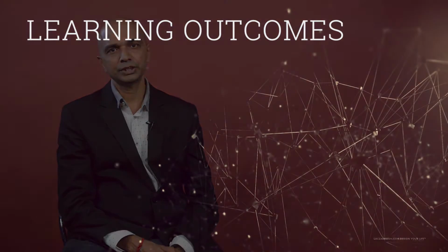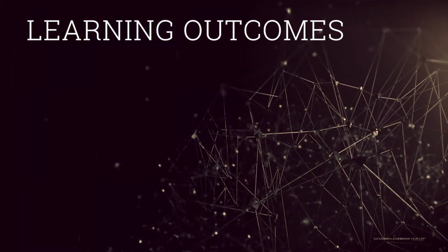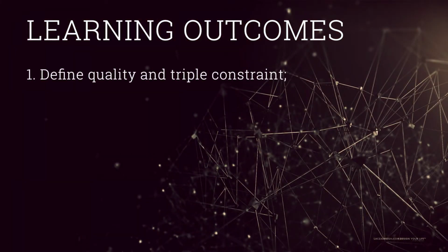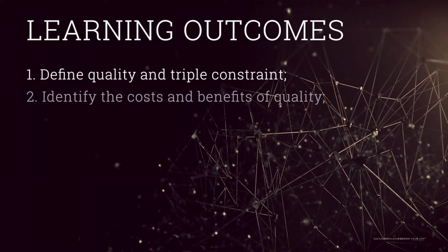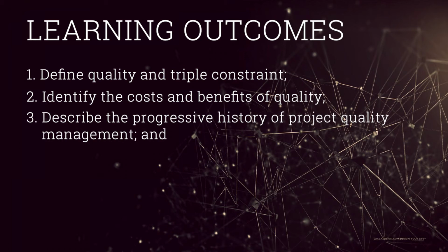At the end of this session, you should be able to: number 1, define quality and triple constraints; number 2, identify the costs and benefits of quality; number 3, describe the progressive history of project quality management; number 4, explain the wheel of quality.